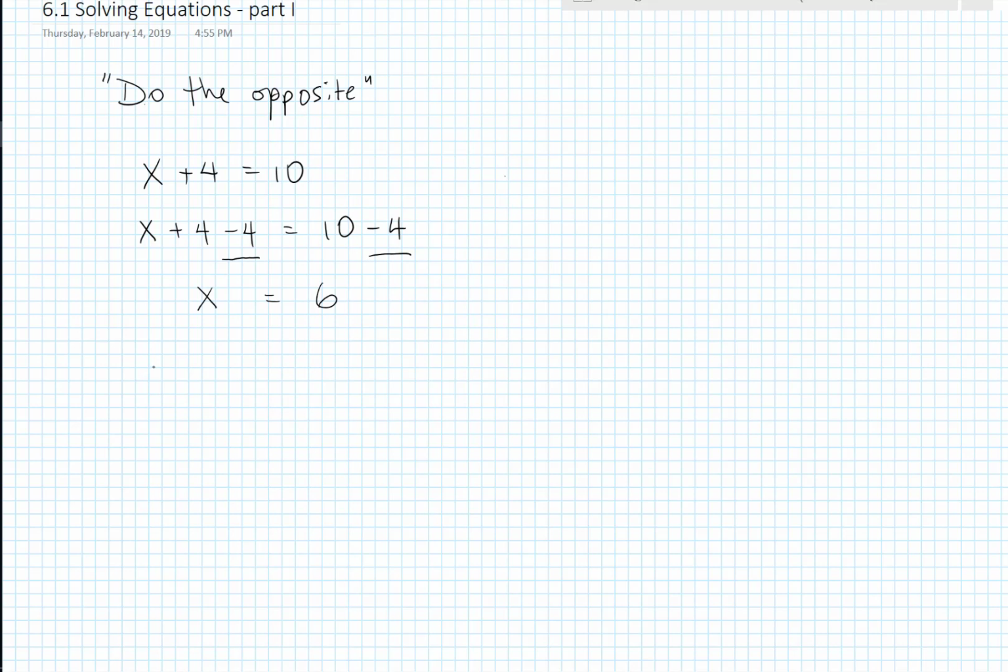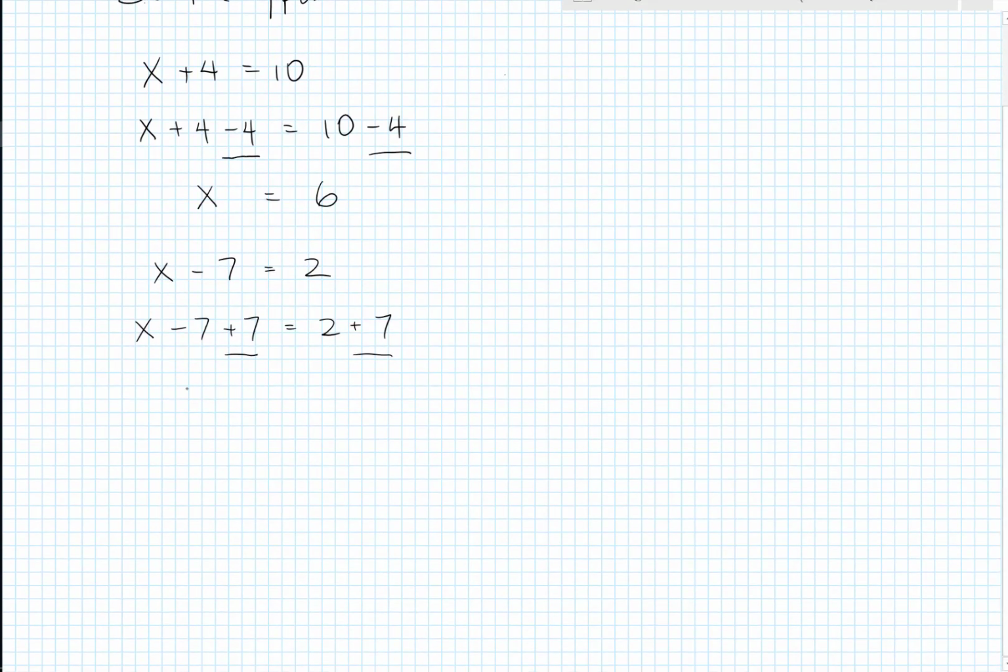If we have instead something like x minus 7 equal to 2, again, what are we doing to the x? We're subtracting 7. So the opposite of subtracting is adding, and we can do that to both sides of the equation. So here we have the plus 7 on the left, the plus 7 on the right. And as long as we do the same thing to both sides of the equation, we're safe. And on the left, when you subtract 7 and then add 7, it disappears. So you're just left with x equal to 9.